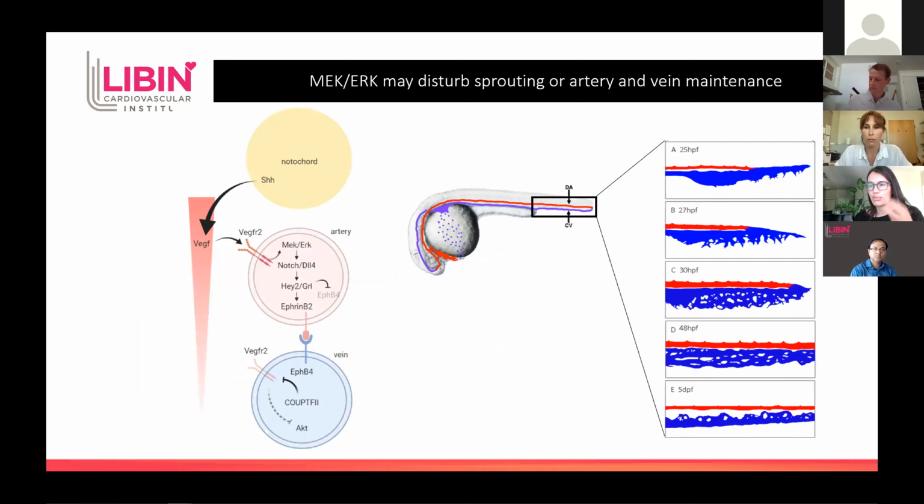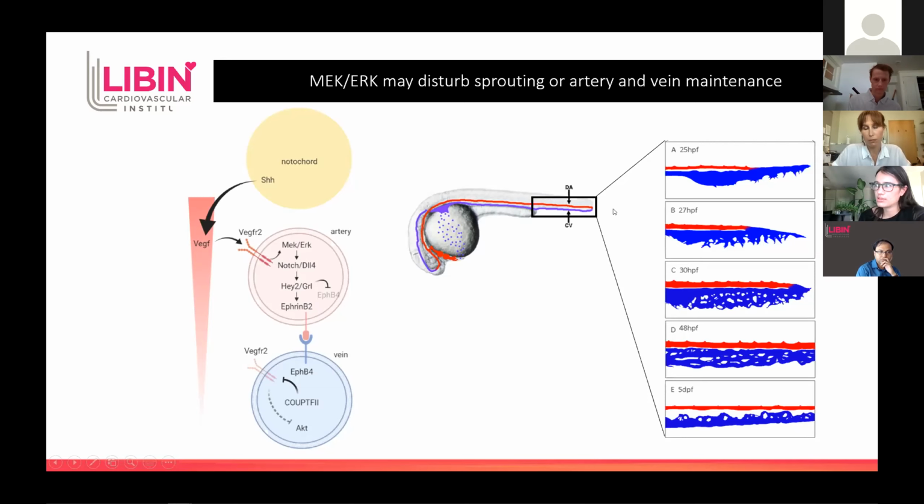So there's two main hypotheses that I'm still working on. One is that even though we know artery and vein specification early on isn't affected, we think perhaps that downstream MEK-ERK signaling in the artery might impair the maintenance of artery and vein identities. And so even though the early specification is normal, perhaps later the artery and vein become confused and are able to fuse and form that large malformation.